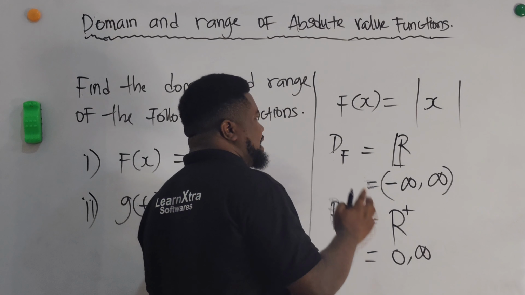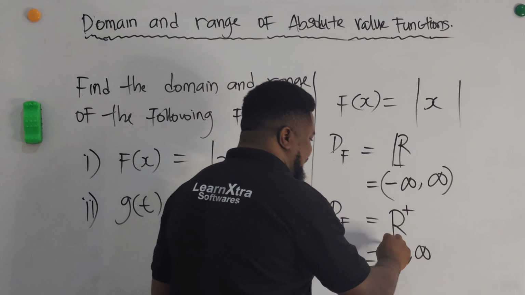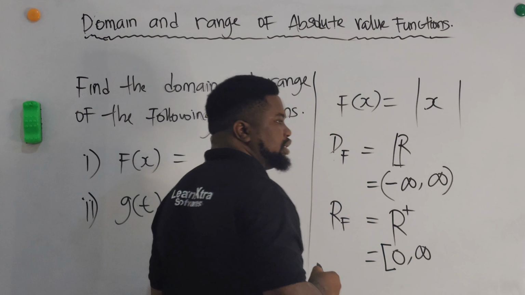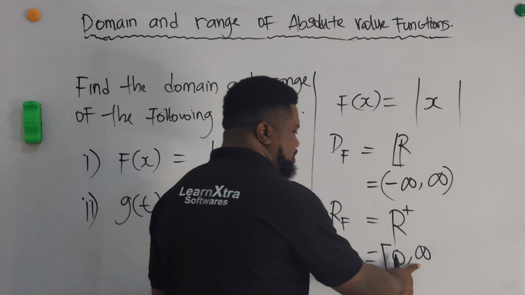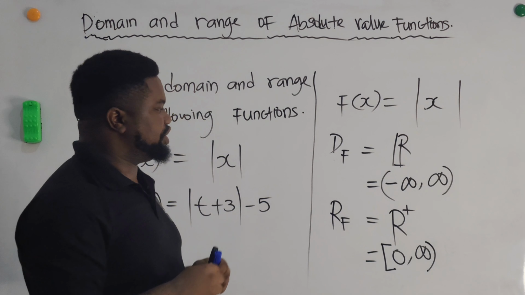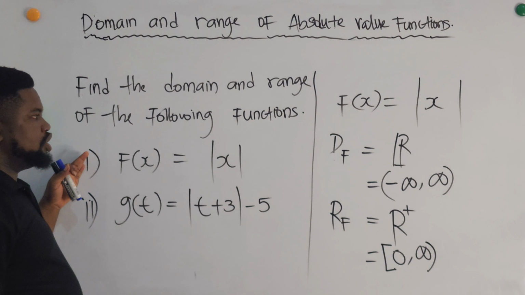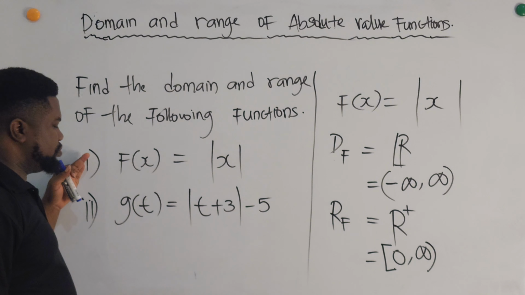Can the output be 0? Yes. When x is 0, we can have 0. 0 can be the output. Infinity is always open. And that is my range. Very simple. We have solved question 1. So let's go ahead and solve question 2.